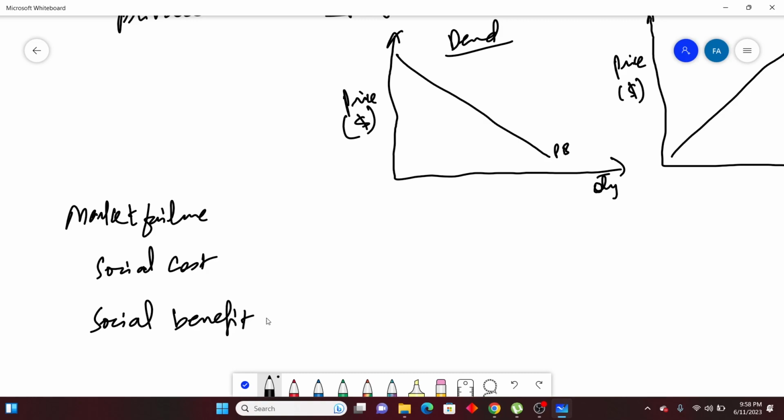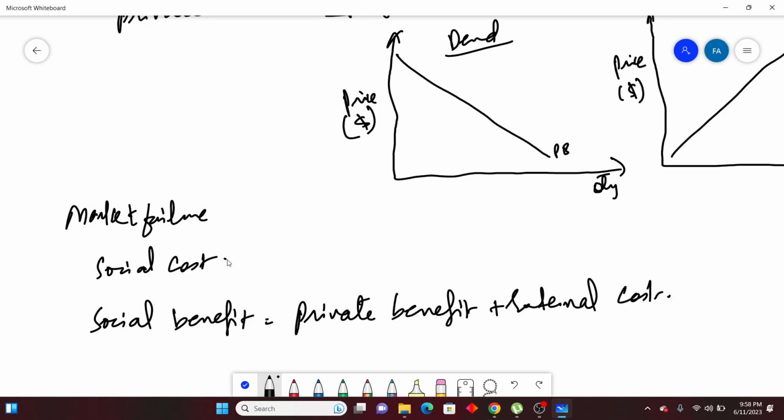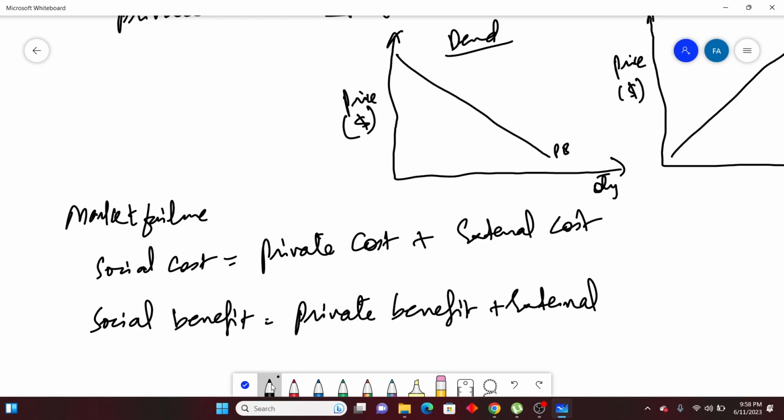Economics says that you have to consider the private cost, the social cost, and the social benefit. What is social benefit? It is equal to private benefit plus the external benefit, whereas social cost is private cost plus the external cost. While taking a decision, you should always consider the private benefit, the social benefit, and the social cost in that manner. This is something very important we should always consider. This is the problem of economics.